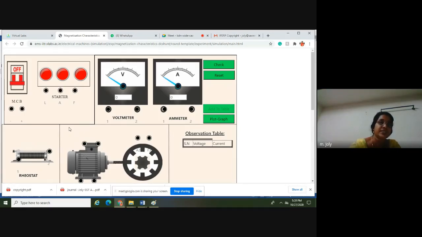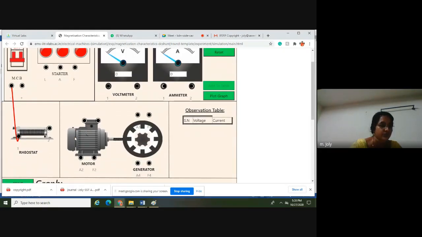So first procedure is what? MCB, MCB negative to rheostat 1 terminal. So you have to just click it, and rheostat 1 you have to connect like this. Okay. So next, MCB negative to motor A2. So just scroll like this. Okay. So that you can see the terminals. So MCB negative to motor A2. Just click it and drag.